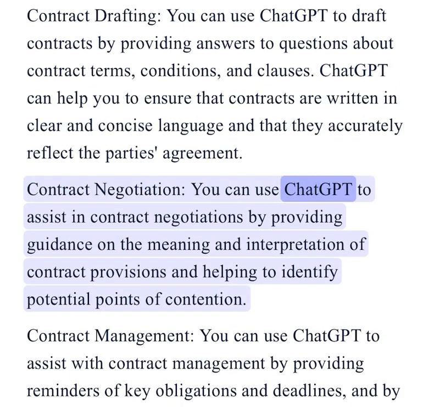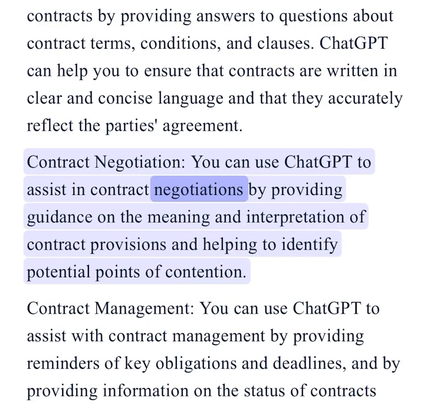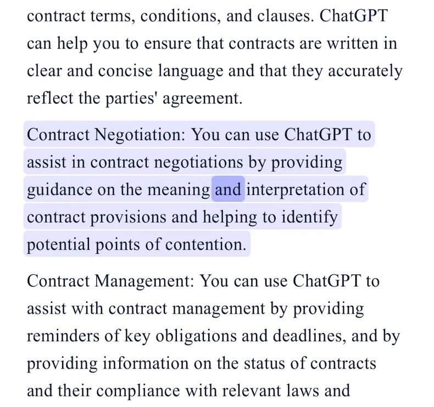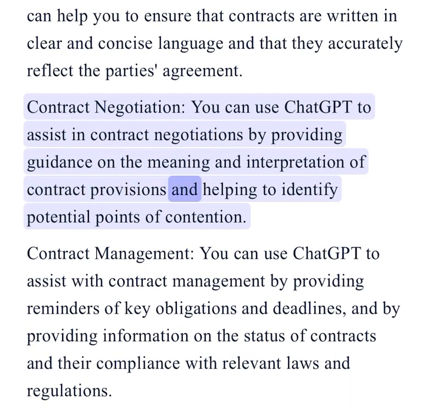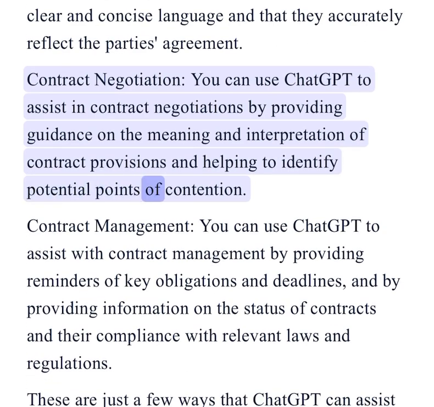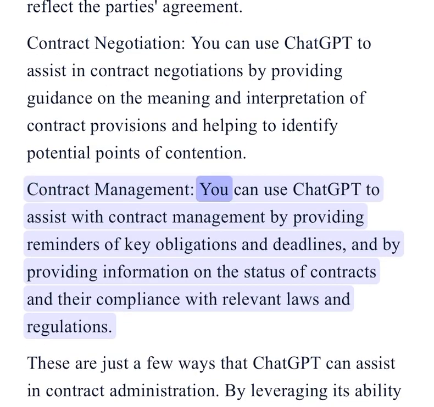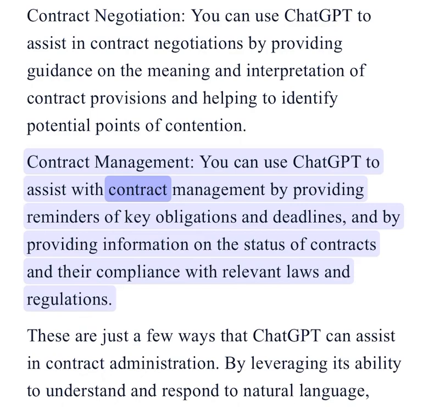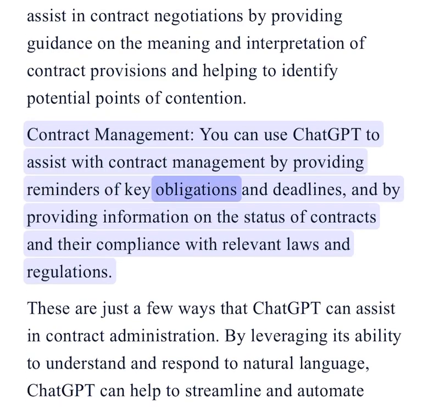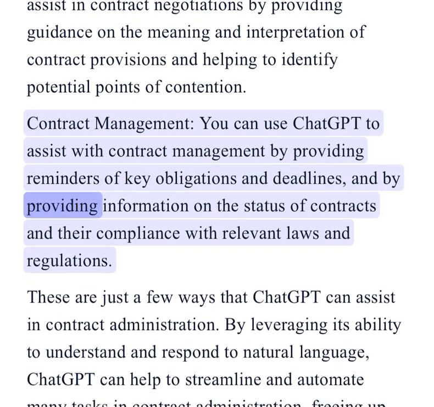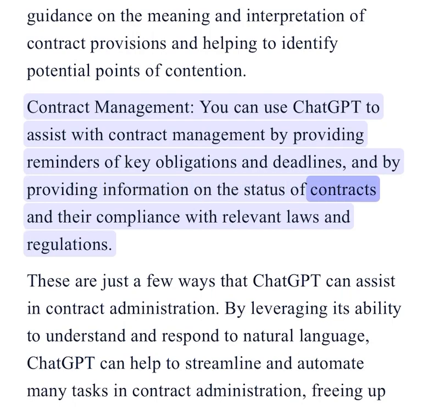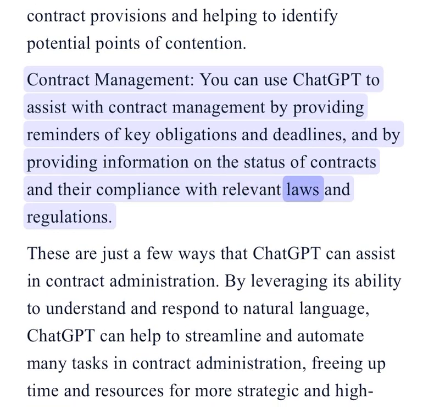Contract negotiation. You can use ChatGPT to assist in contract negotiations by providing guidance on the meaning and interpretation of contract provisions and helping to identify potential points of contention. Contract management. You can use ChatGPT to assist with contract management by providing reminders of key obligations and deadlines, and by providing information on the status of contracts and their compliance with relevant laws and regulations.